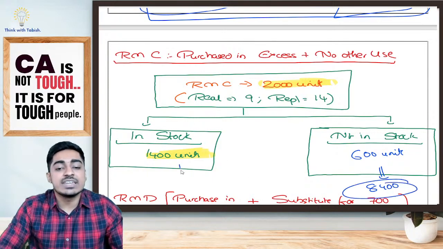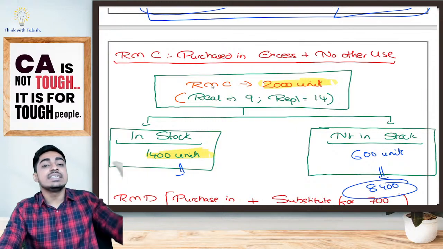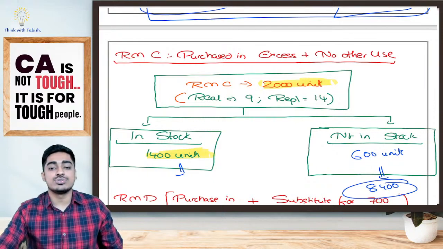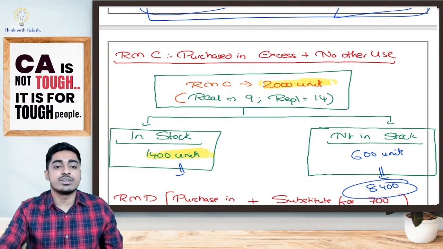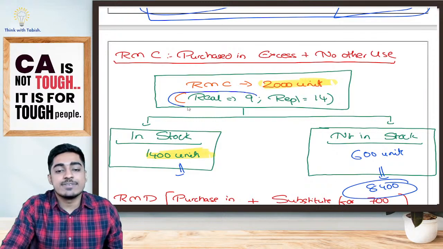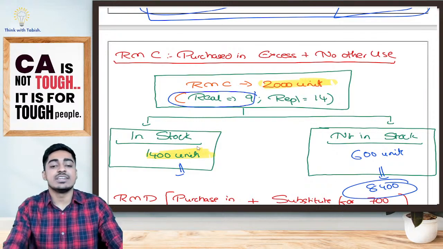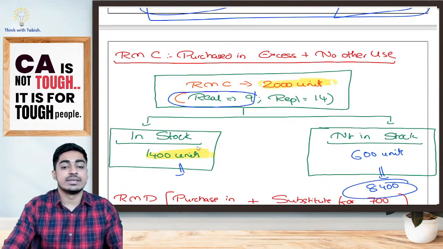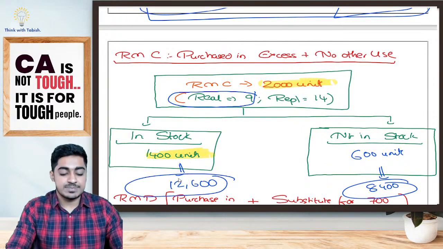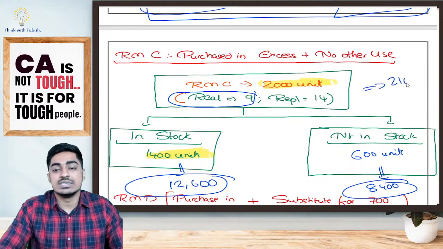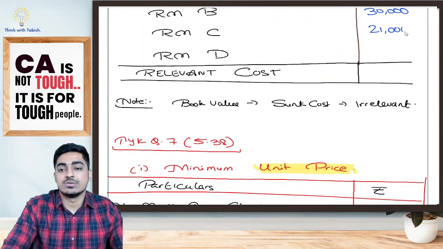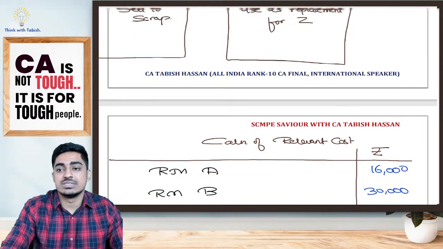But for the units which are in stock, what is the question telling? I had purchased it in excess previously and now there is no alternative use. So what is the relevant cost, students? It is the realizable value, yes or no? How much will I get if I sell it off as scrap? I'll be getting 9 rupees per unit. So 1,400 into 9, 12,600 is relevant here. So the total is 12,600 plus 8,400, 21,000, the total relevant cost of raw material C. Is it clear, students?